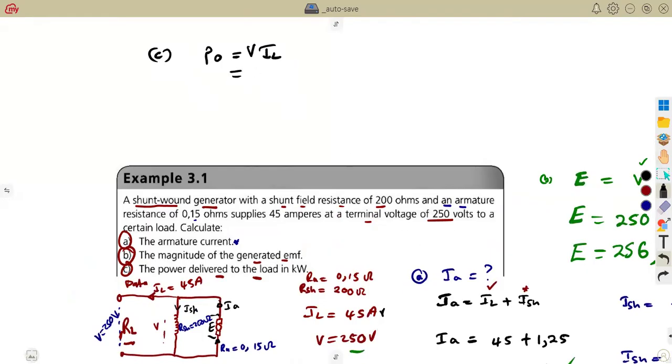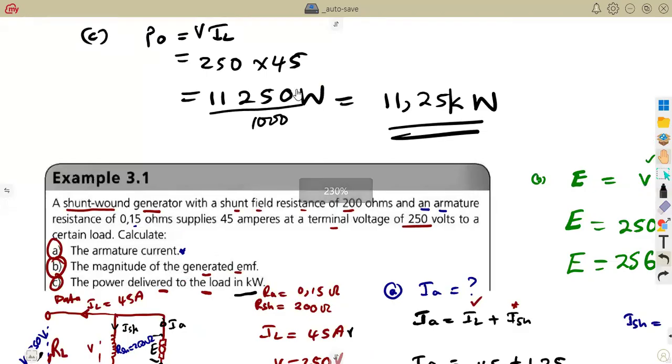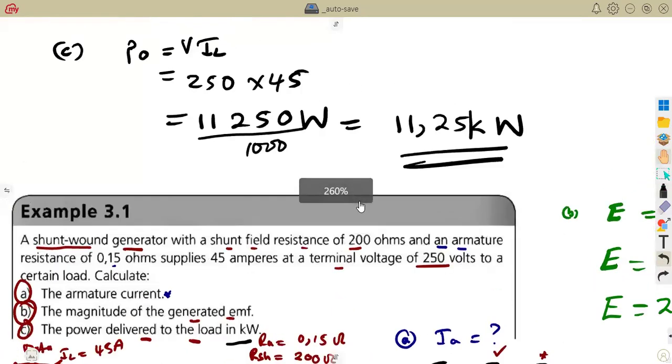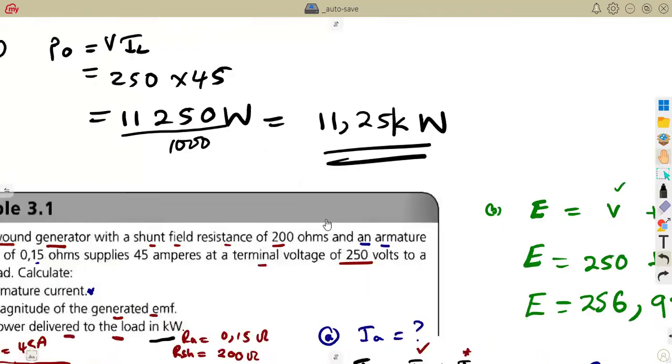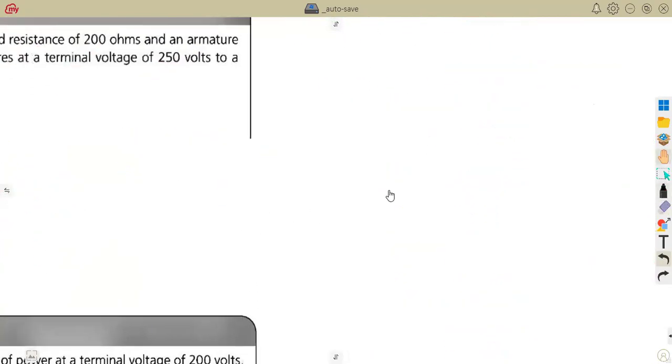So we have the voltage at the terminals, 250 is there. And the load current flowing here at the terminal is what? 45. So that was going to give us the power, which is 11,250 watts. But as we are given kilowatts, you can simply divide this by 1,000 to convert to kilowatts. So it was going to be 11,250, which you can just write as 11.25 kilowatts. Or you can multiply here by 10 to the exponent of minus 3. The conversion to kilowatts, guys, depends on how you understand it. So questions can be like that, where they need you to calculate in this manner. So just make sure that you revise as many questions as you can.